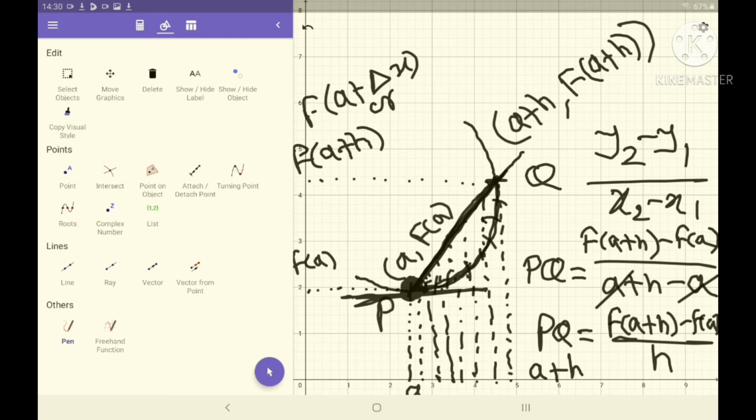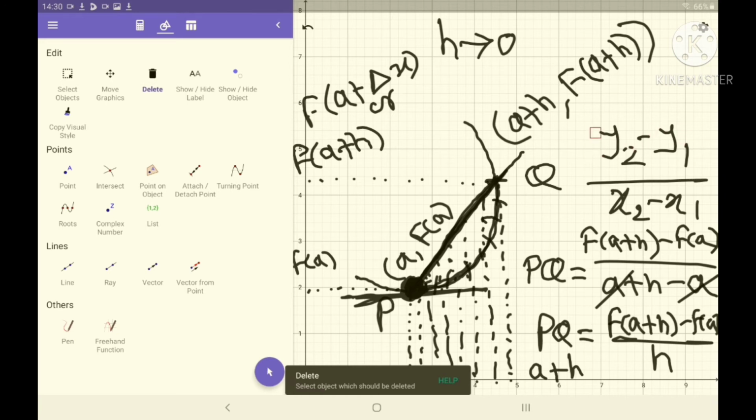This is the difference. So a time will come when I have to take Q towards P, and if my Q becomes P, at that time my h tends to 0. So a plus h is the increment, but if my increment is 0 and Q has come onto P, then h tends to 0.